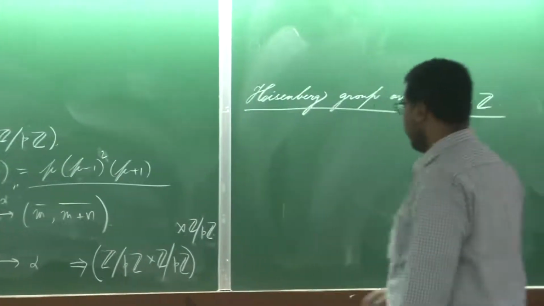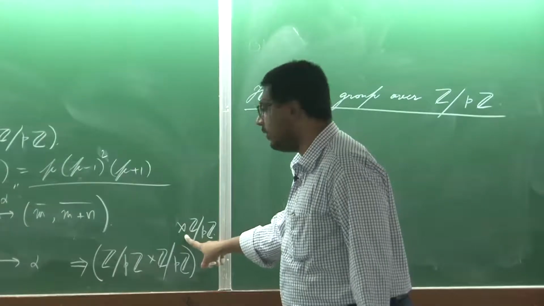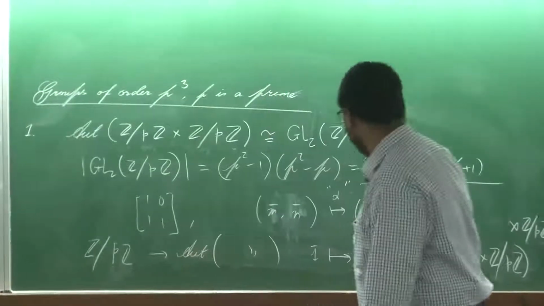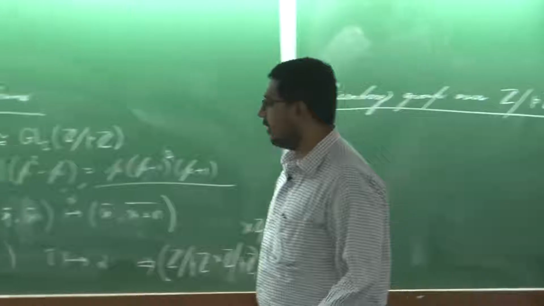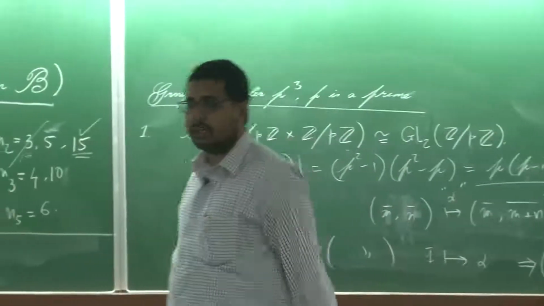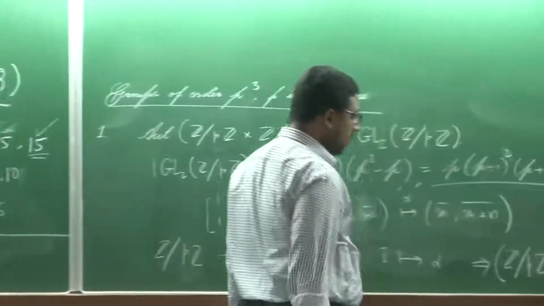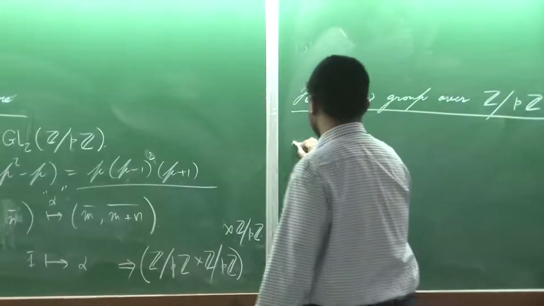That's why here we deliberately drop the homomorphism from the notation, because whatever non-trivial homomorphism you take, you are always going to get a unique non-abelian group in this scenario. Okay, this is one construction.